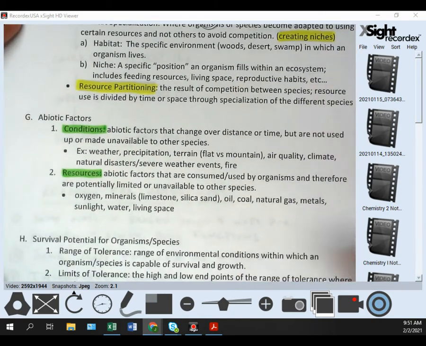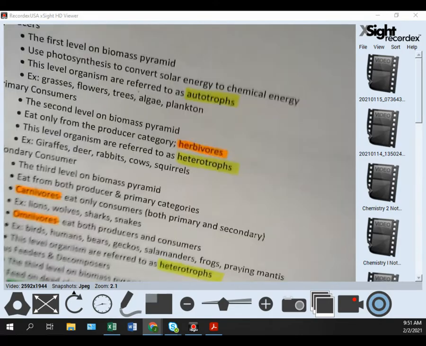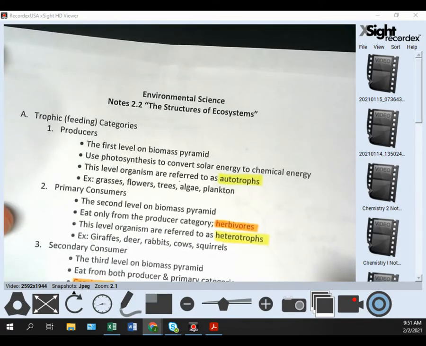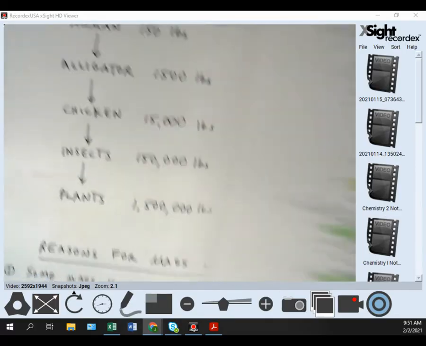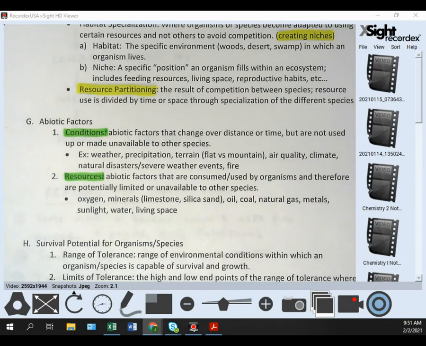This section of the 2-2 notes, so just as a reminder, these were the notes that started off with the 2-2 structures of ecosystems. This section on the third page here, the abiotic factors.